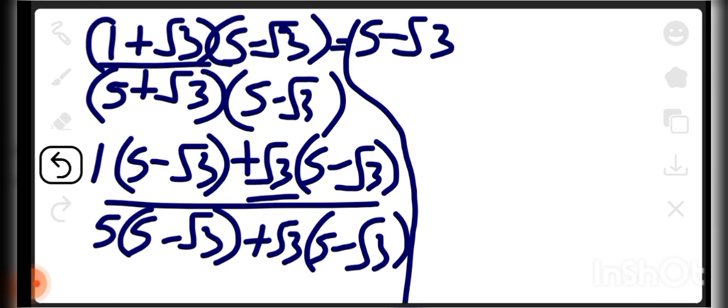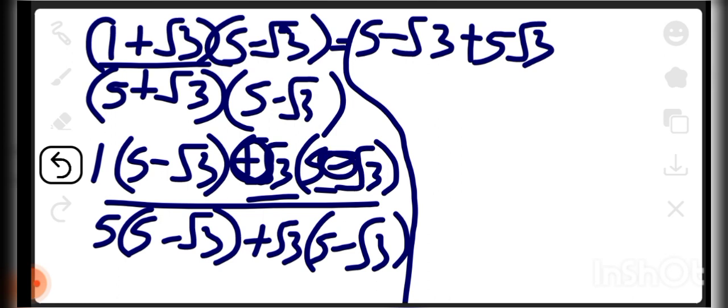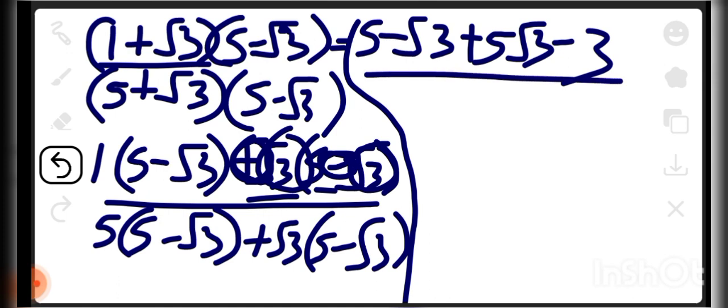Then root 3 times 5 gives us plus 5 root 3. Then minus times plus is plus times minus, which will give us minus. Then root 3 times root 3 will give us 3. Take note of that too. The root will cancel out. Then divided by 5 times 5, that's 25.